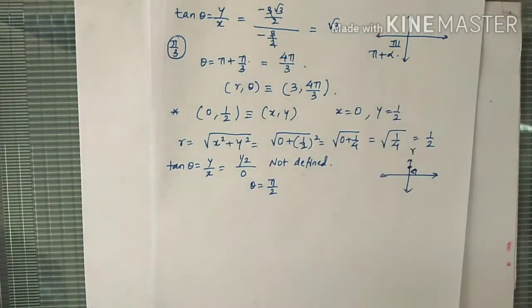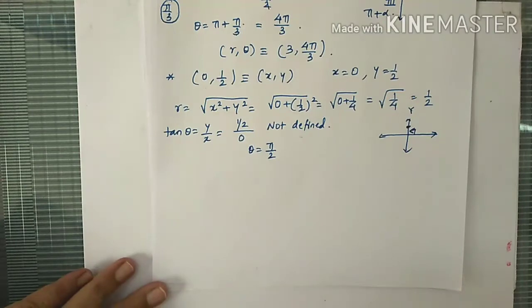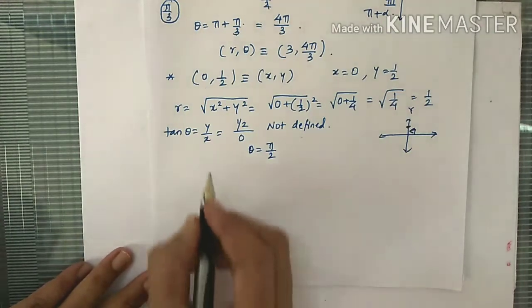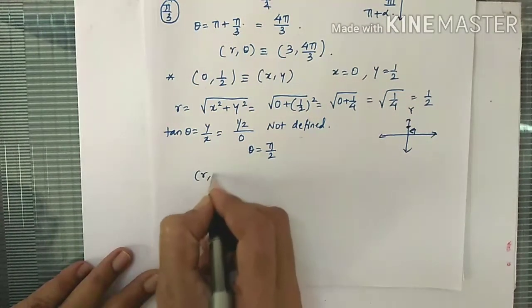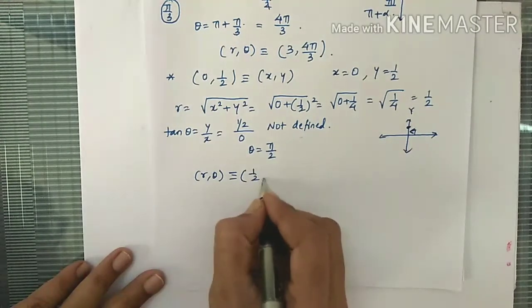So if point lies on coordinate axis, draw the point or locate the point so that you can find the angle very easily. So theta is pi by 2. So we get r theta as, r is half and theta is pi by 2.